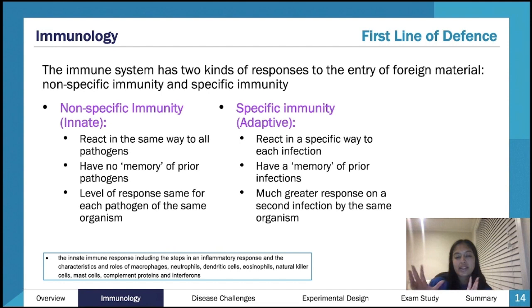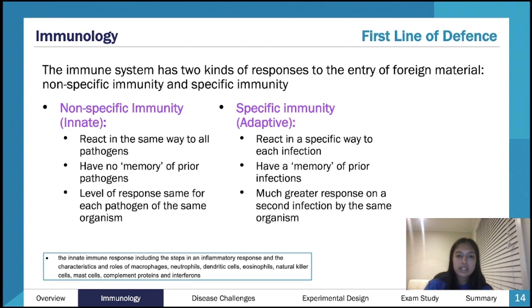You could be infected with the same bacteria over and over again, but the cells involved in innate immunity won't recognize it, whereas in adaptive immunity, you do recognize it. The level of response is the same for each pathogen of the same organism. When innate immunity kicks in, it's exactly the same, copy and paste. Whereas with adaptive immunity, because you have that memory of past infections, if the same organism comes along, that memory kicks in really well and you get a bigger response every time the same organism tries to infect you.